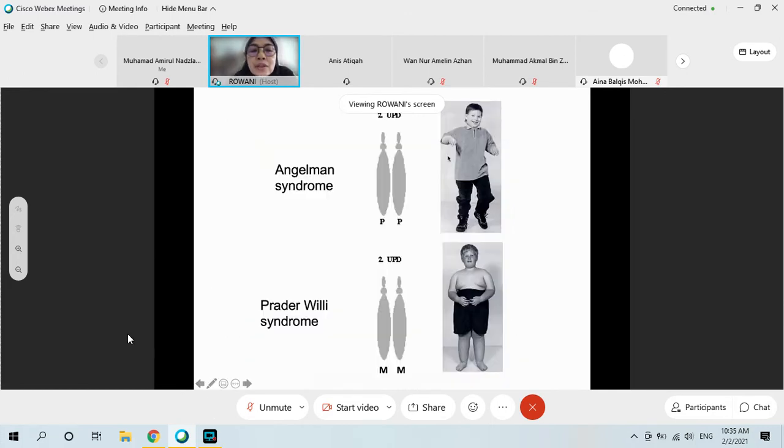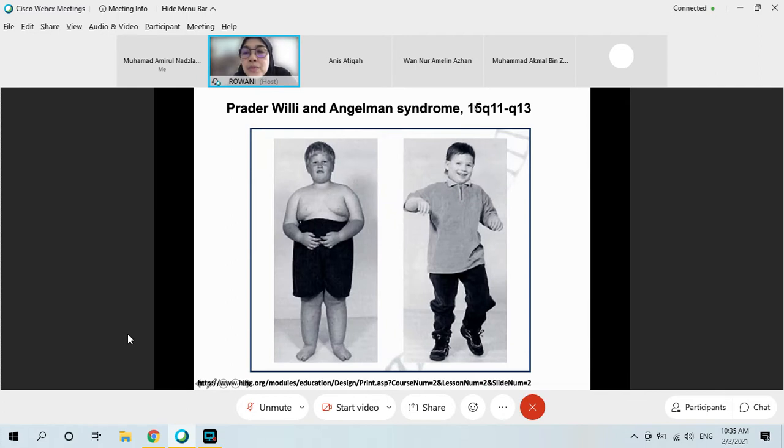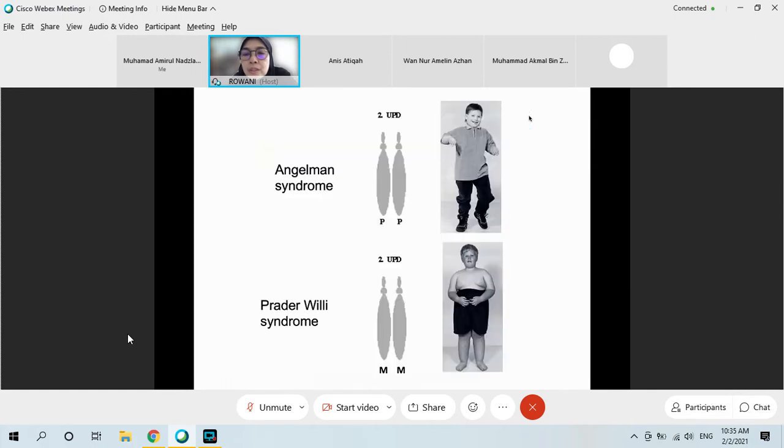So the first child has Angelman syndrome and this child has Prader-Willi syndrome, but you see that for both of them, the chromosomal abnormality is located at the same region, 15q11 to q13. Okay, 15q11 to q13. But why are they different? That is interesting, isn't it?